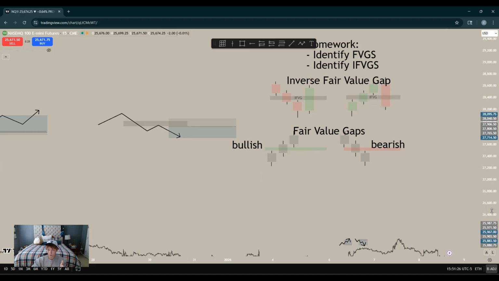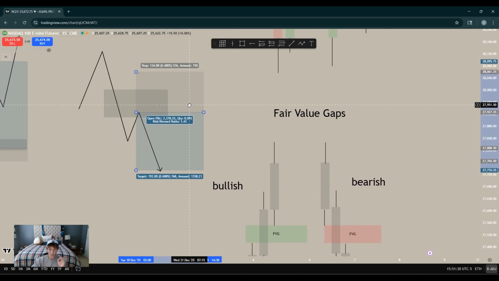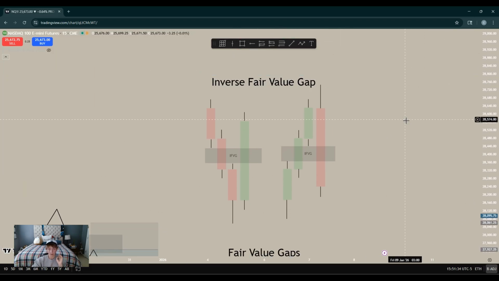So coming to the second type of fair value gap that I would like you guys to know, it is an inverse fair value gap. This is probably one of the most important concepts besides liquidity that you need to have. You need to understand it. So what is an inverse fair value gap? This is a fair value gap that gets disrespected by an opposing candle. So the candle body closes above the fair value gap.